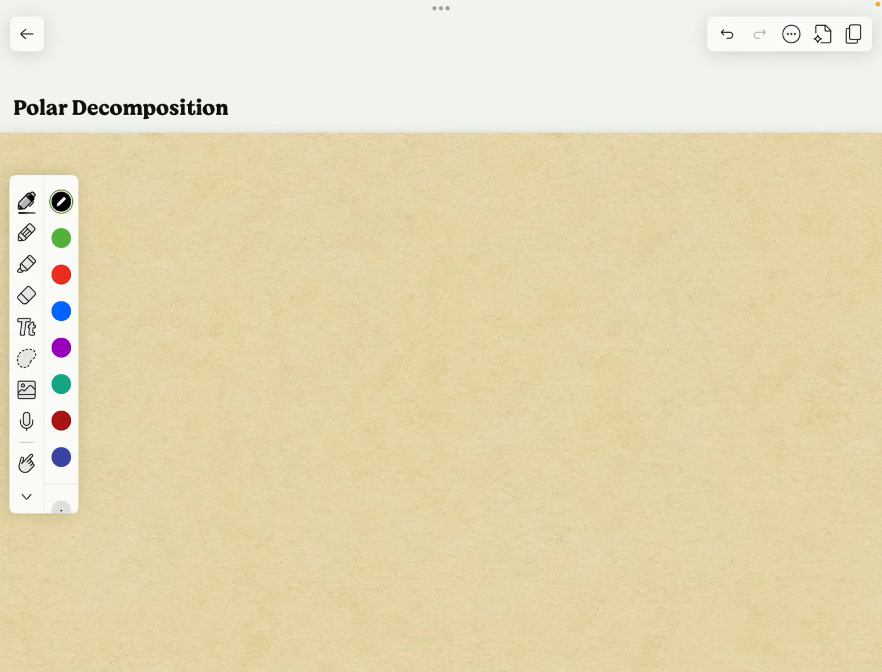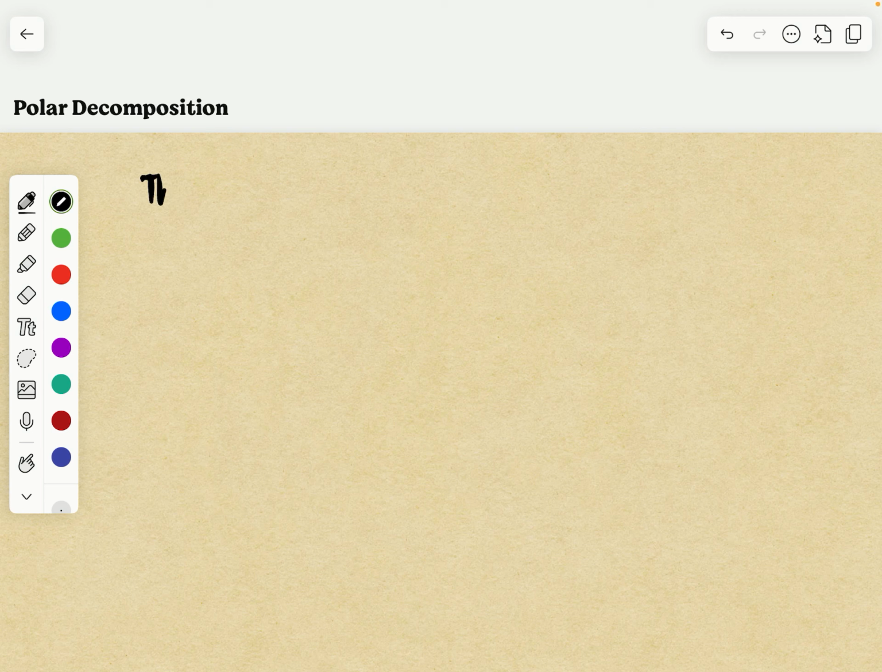In this video, we'll talk about the polar decomposition of an n by n matrix. And we can think of this as an application of the singular value decomposition. It's another matrix factorization. Well, the singular value decomposition is for any matrix, but suppose that we have a square matrix.